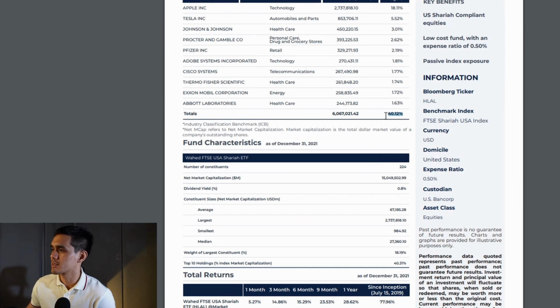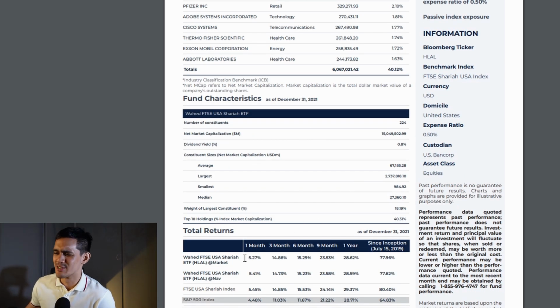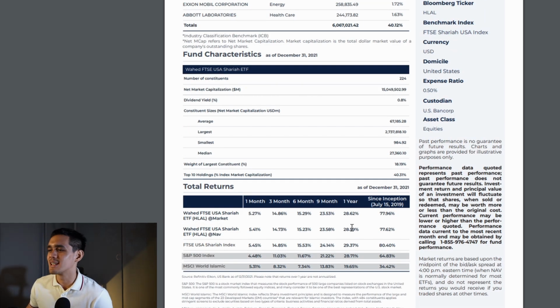So again, similar to ARK, the top 10 constituents contribute 40% of the entire portfolio. You can see here they have 224 different stocks, which means that the other 214 stocks probably have very small weightage in this ETF. However, when you look at the returns of this HLAL ETF, it has been super. Right, over the last 1 year, 9 months, 6 months, since inception, it has beaten the S&P 500 and the MSCI World Islamic indexes by quite a good amount. So Wahid fund managers, if you guys are watching this, again, good job.